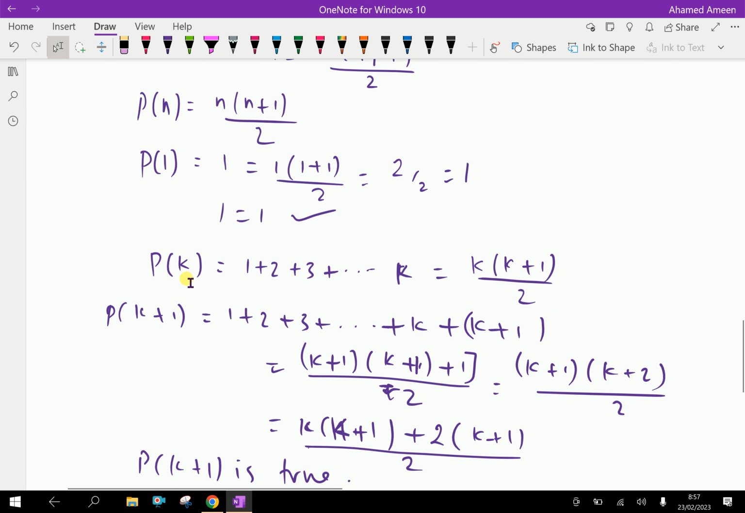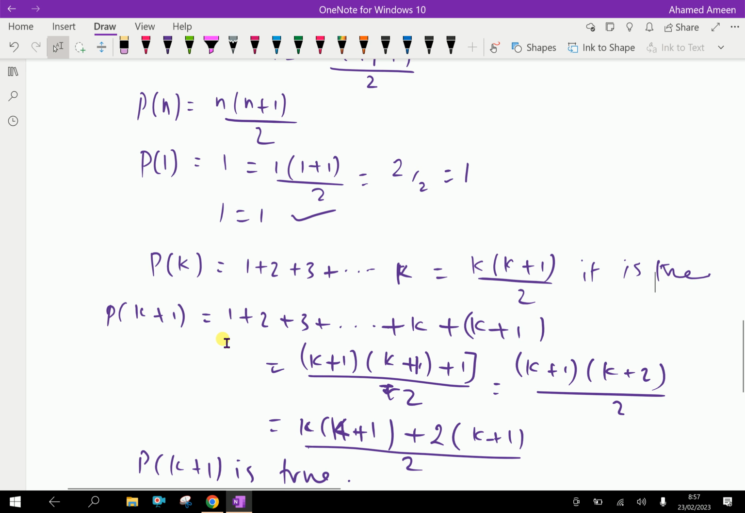For some other integer k other than 1, P of k is 1 plus 2 plus 3 up to k, which, substituting k instead of n, is k into k plus 1 by 2. Now it is true. Therefore, we continue to prove with the next integer after k, that is k plus 1.